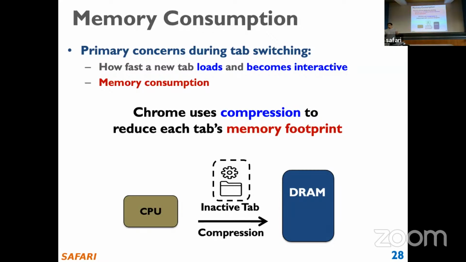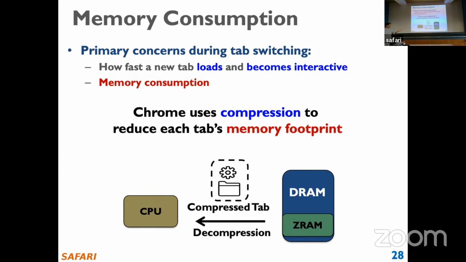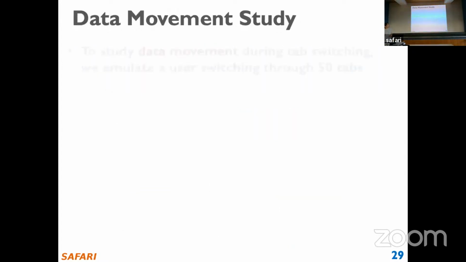But if the pages are not used, it makes no sense to keep them active, to keep them uncompressed. So what Chrome does is that it compresses them in order to reduce the memory footprint of each tab and places them in some part of the DRAM that is called ZRAM. At some point, whenever the user wants to access the compressed tab, the CPU will simply go to the ZRAM, perform the decompression, and show the page.